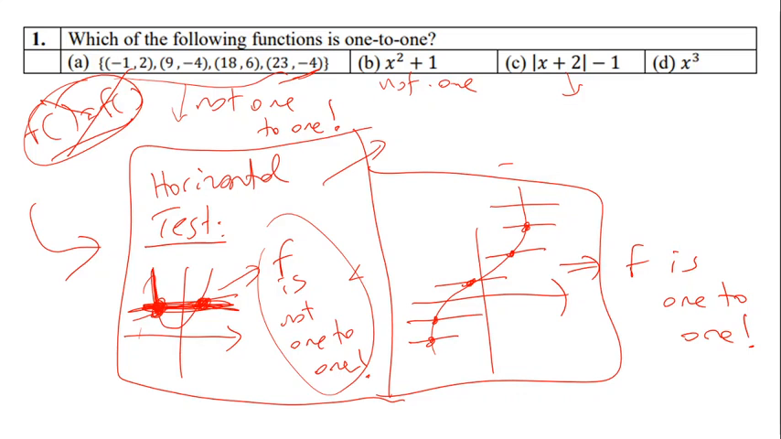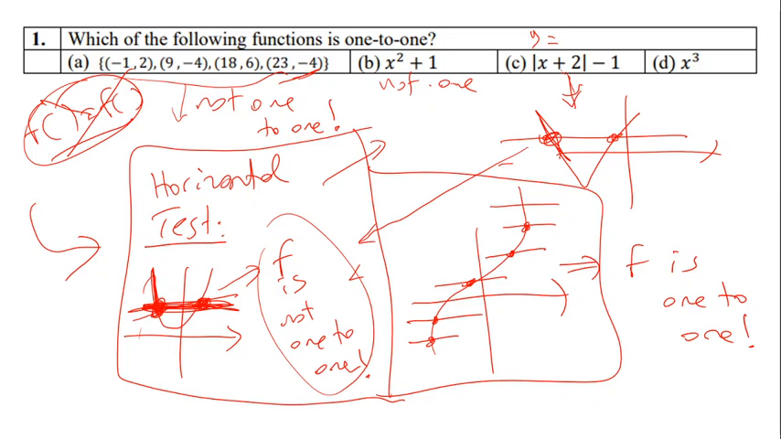And now let's come to this one here. We look at a graph of this. This is the absolute value, and then 2 units left, and then 1 unit down. So it will give us this function here. This is the graph of y equal to this. Now you can draw a horizontal line, and it also has 2 intersection points. So this is not one-to-one.